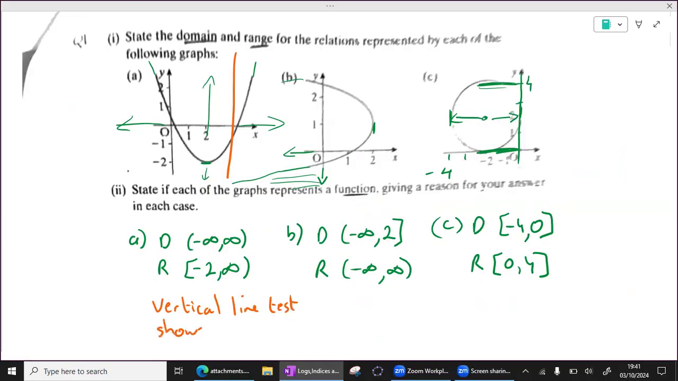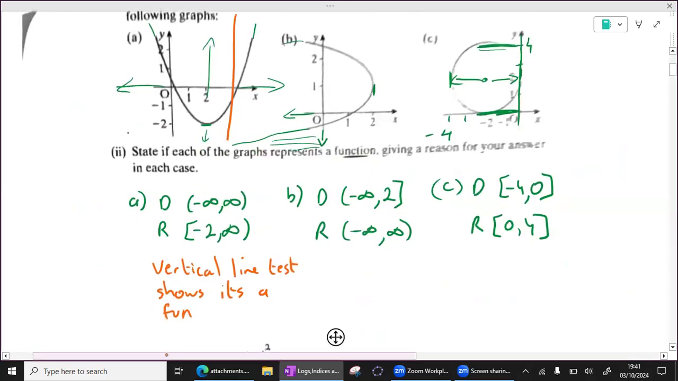shows it's a function. Now, the reason that part A is a function is because the vertical line test shows the line touches the graph once. So not more than once, basically.